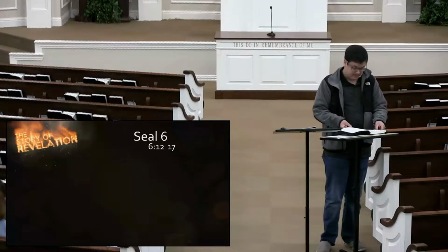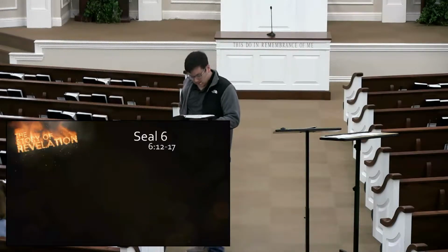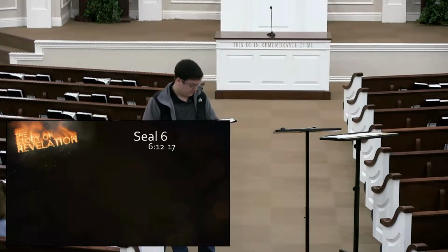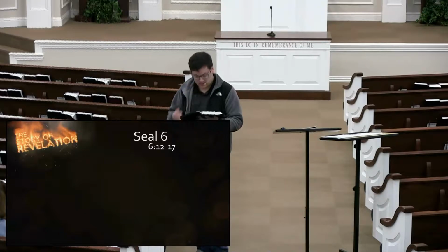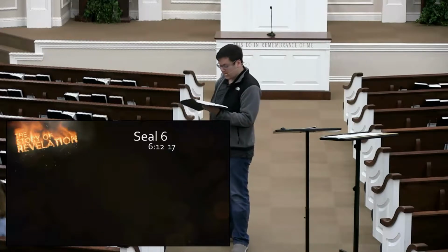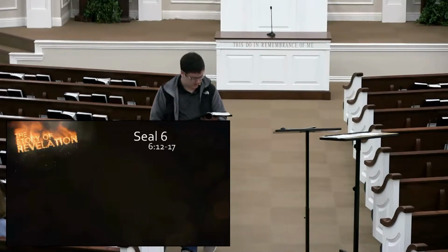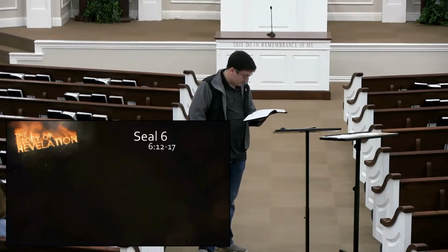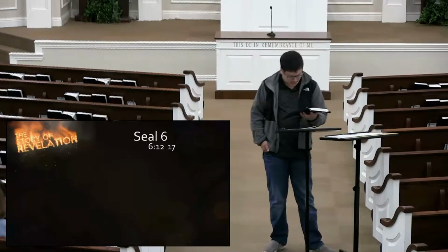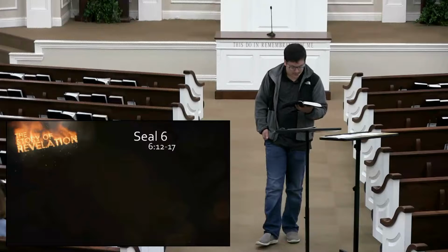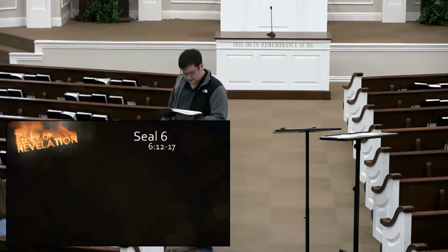Seal number 6. In verse 12. I looked when he broke the 6th seal, and there was a great earthquake, and the sun became black as sackcloth made of hair, and the whole moon became like blood. And the stars of the sky fell to the earth, as a fig tree casts its unripe figs when shaken by a great wind. The sky was split apart like a scroll when it is rolled up, and every mountain and island was moved out of its place.